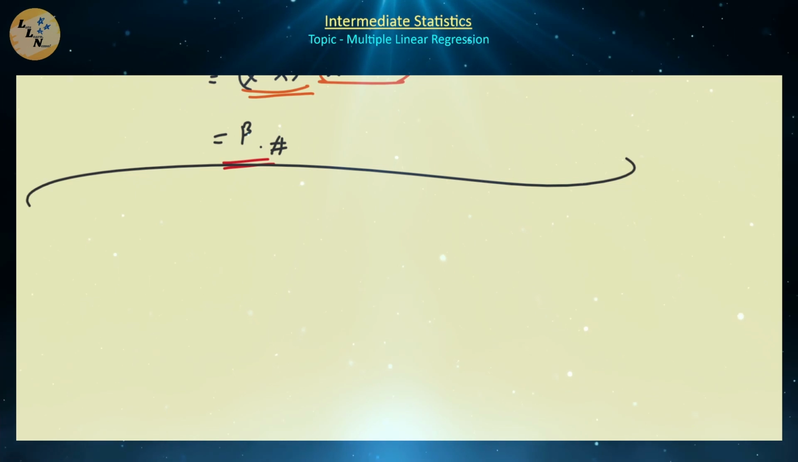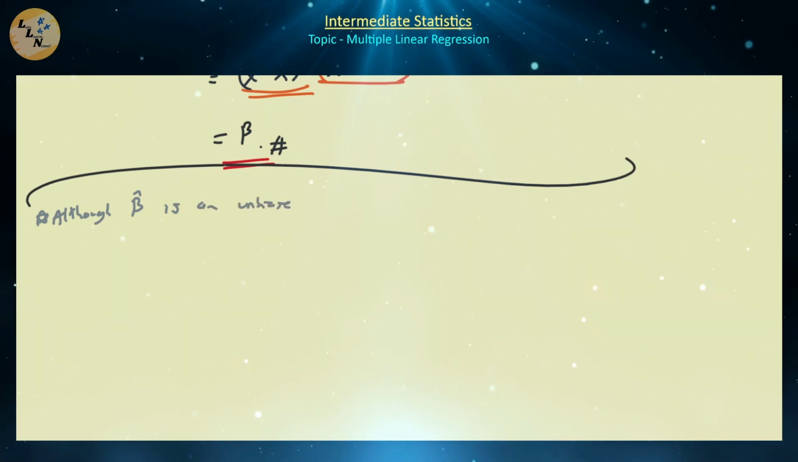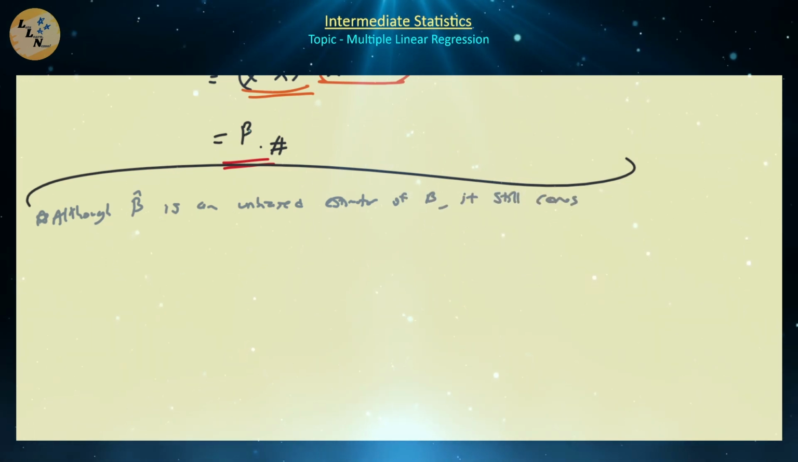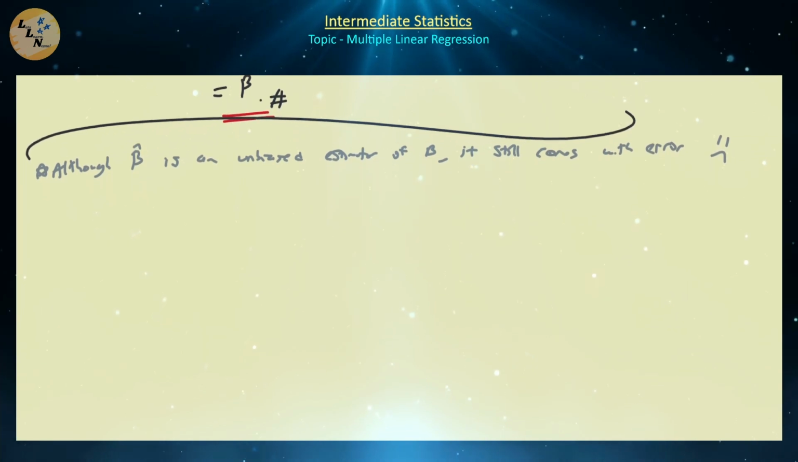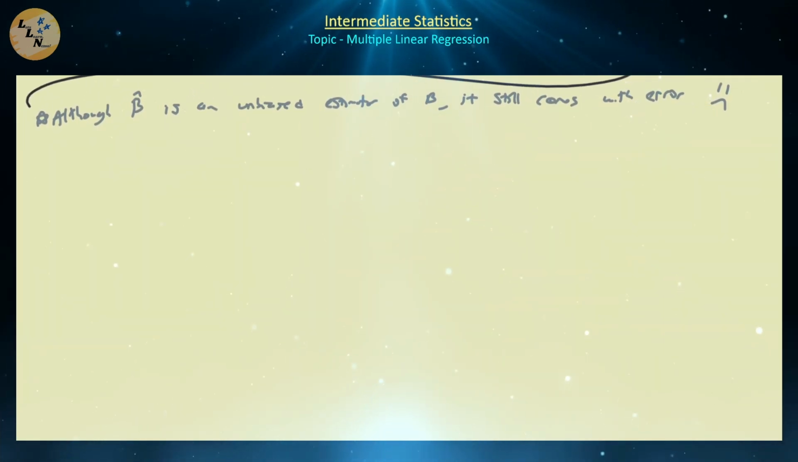Now, although beta hat is an unbiased estimator of beta, it still comes with error. Right? It still comes with error, and sometimes we refer to that as the standard error of the random variable beta hat. So let's see if we can find a nice representation for that standard error, and as usual, we're going to be starting with the variance of that random variable beta hat.